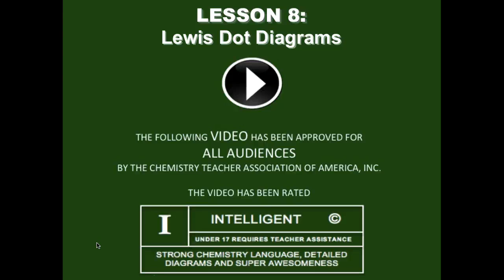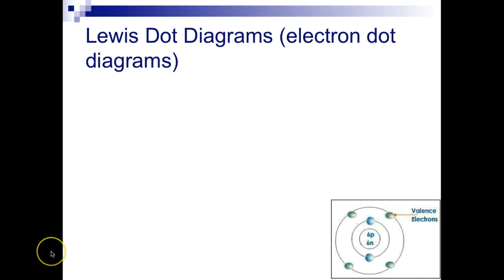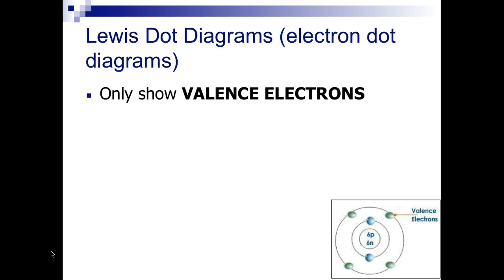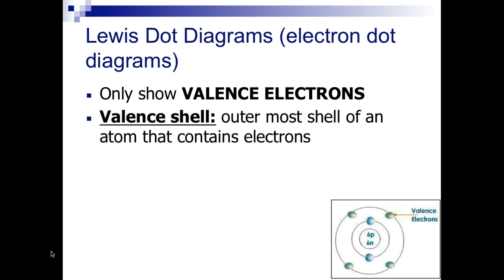All right, guys, welcome to Lesson 8, which is drawing Lewis dot diagrams. Lewis dot diagrams can also be called electron dot diagrams. They only show the valence electrons. Now, valence electrons are the outermost electrons.